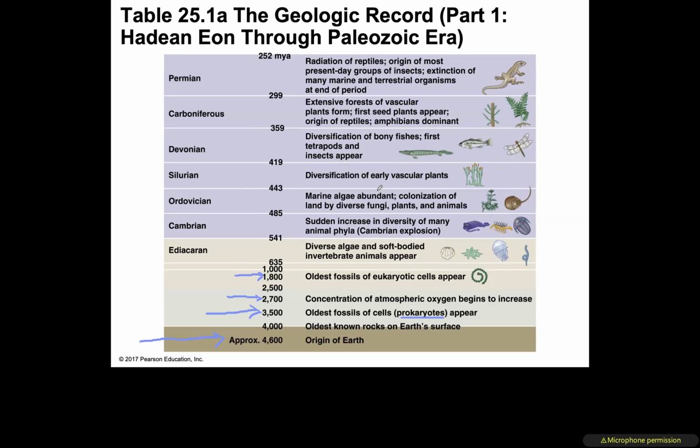So the Cambrian, if you've ever heard of this term, called the Cambrian explosion. The reason why it is called a Cambrian explosion is because there was a sudden increase in diversity among animal phyla. They're not able to really determine the amount of species, but it's really the increased amount of phyla. So they call this the Cambrian explosion.